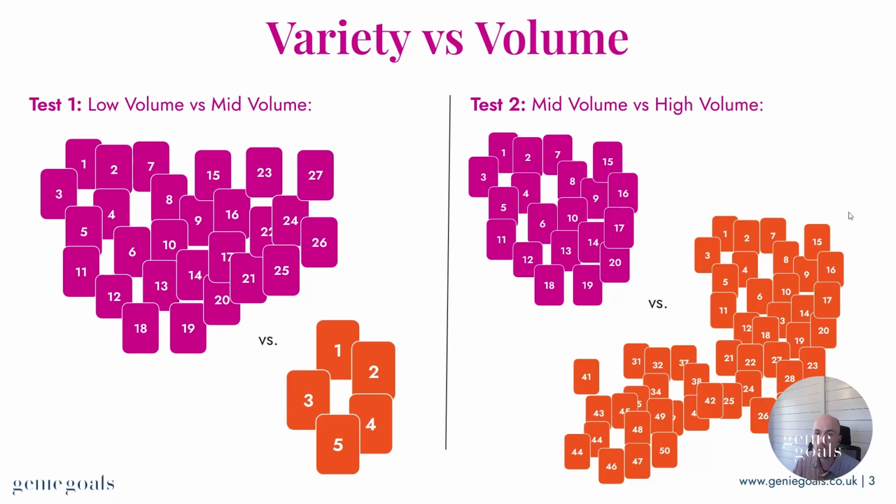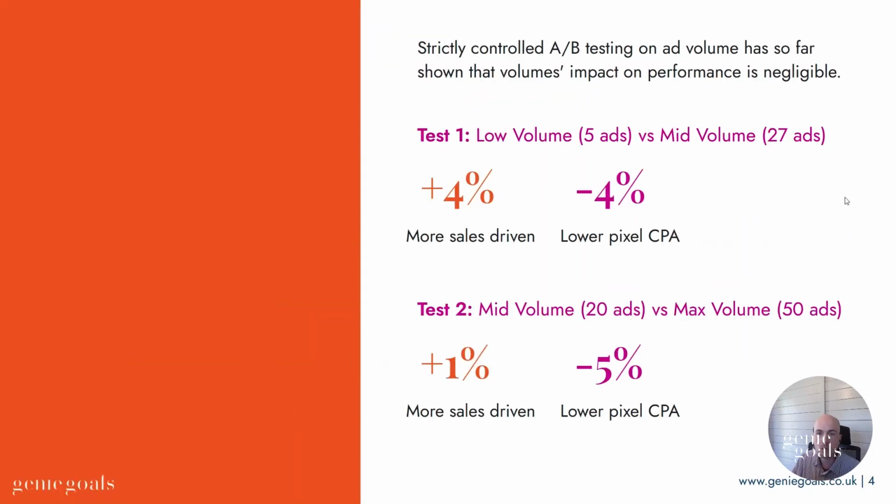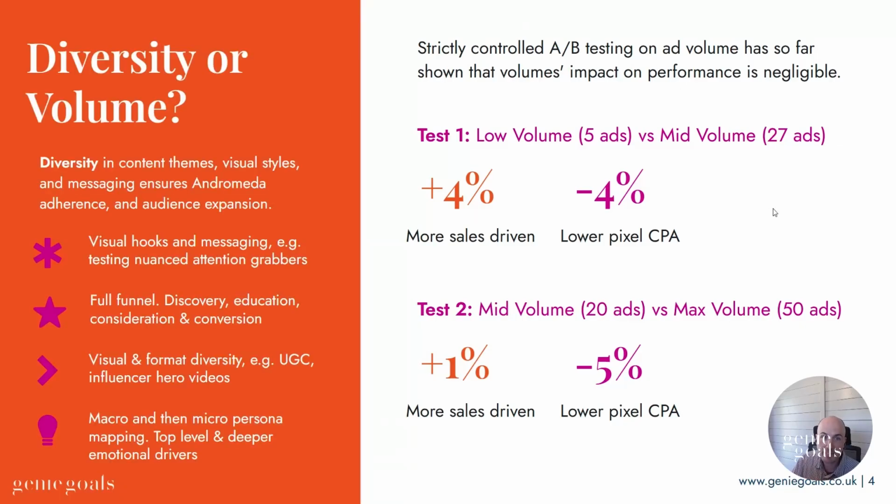So what were the results? So test one, low volume, 5 ads versus that 27 ad peer set. We actually saw that low volume drove more sales at a lower CPA. And test two, mid volume versus max volume. Again, we saw the same result. We saw more sales driven with a lower volume of ads. And to me, that tells me that volume isn't as important as diversity.